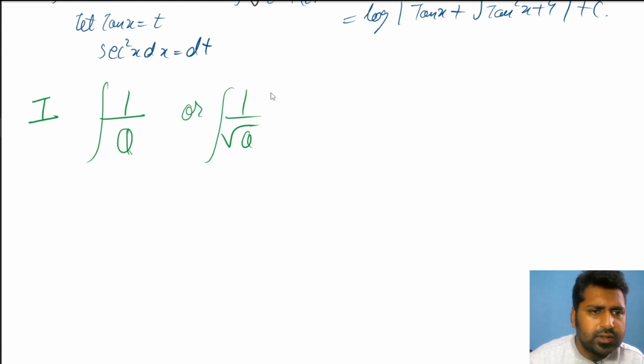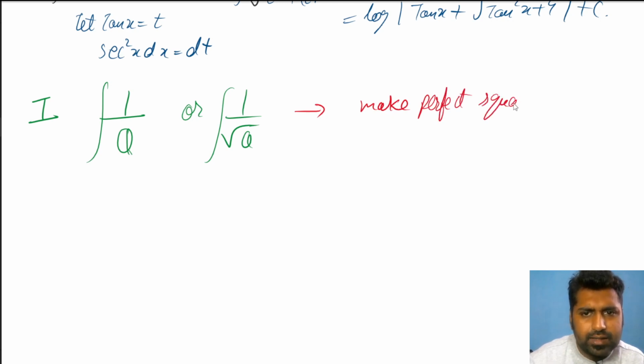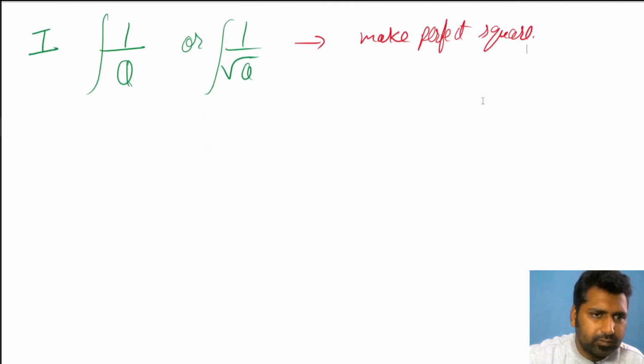Okay, so what we do with this, only one thing you have to remember: make perfect square, and that's it. Automatically things will happen. You have to make perfect square, and now you have to learn how to make perfect square for any quadratic equation. Okay, let's look at this with the help of a question. I'll take a simple one first. Let's take this one.